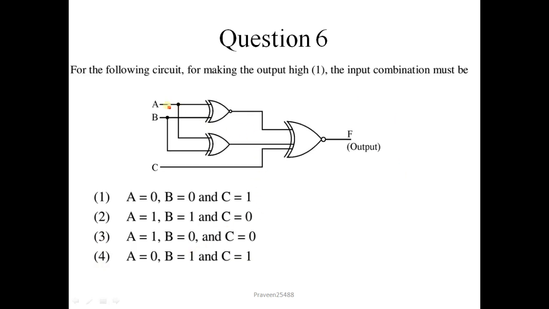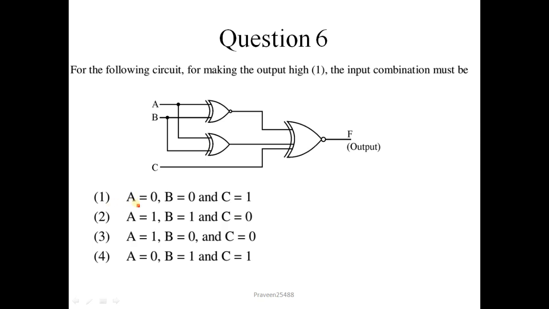Question number 6. For the following circuit, for making the output high, the input combination must be. So to solve such type of problems, you will see there are 3 inputs, and each value may be either 0 or 1. So there will be 8 possible combinations. So for each combination, you can find the output by writing truth table and obtaining the Boolean algebra of the expression. So it is a time consuming problem. It's better to pick the options, the values of ABC, and put them here and get the output.